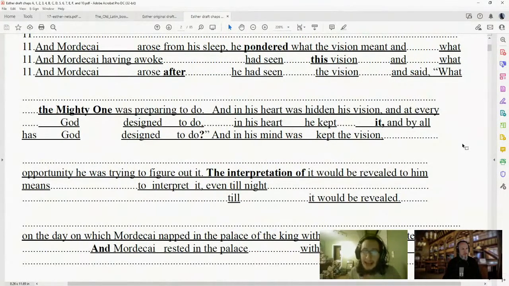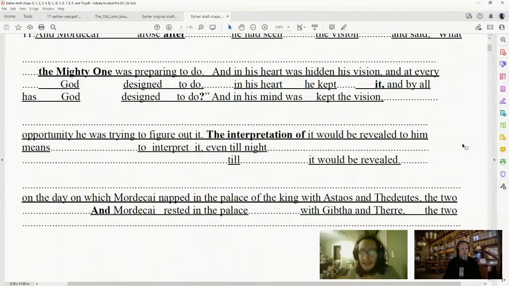Now, the Alpha text has it named as Esteos and Thedutus. And the Septuagint says Gibtha and Terah. So those names are both entirely wrong. We're going to see the basis of why those names are there. So let me point you to the place. Can you go to page 17 of the document? And it's going to be verse 21.